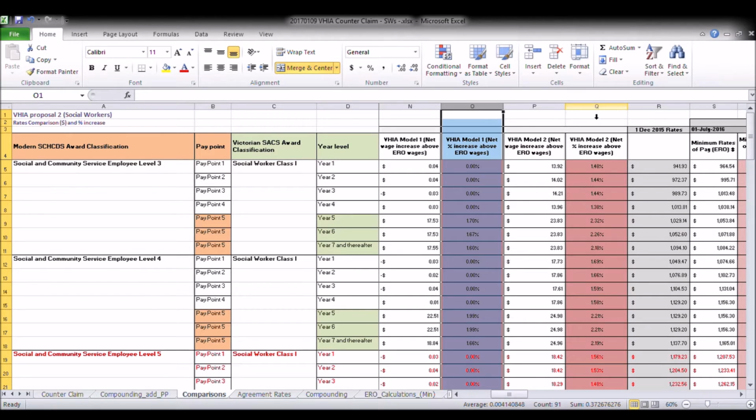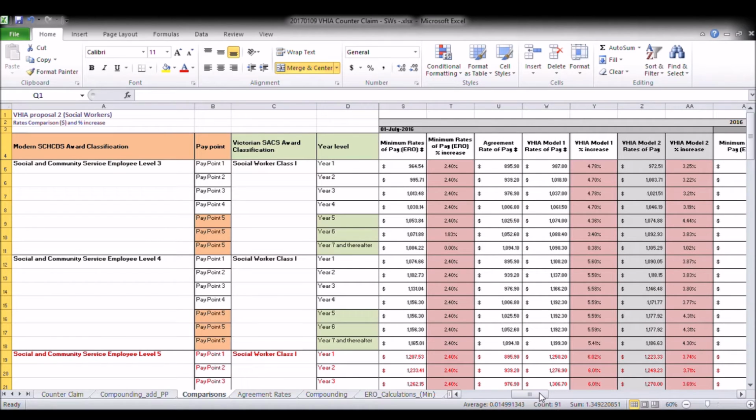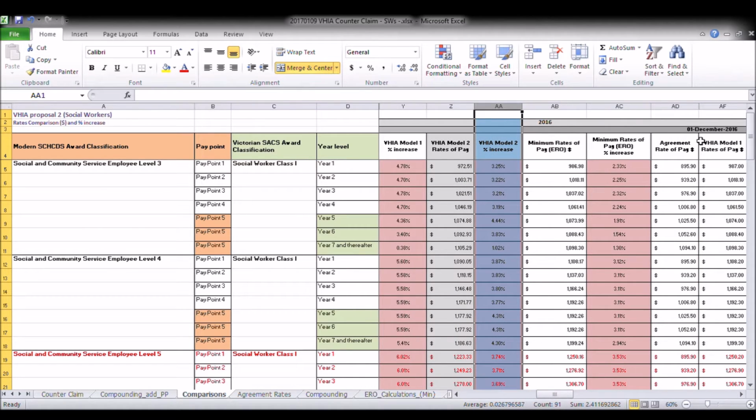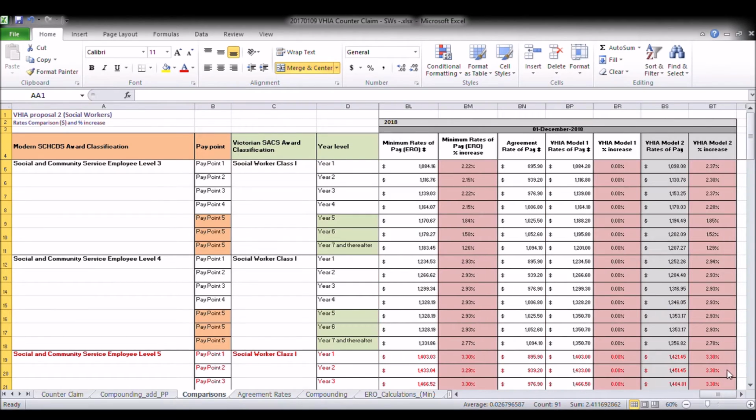In column Q, it then compares the VHIA model 2 compared to wage rates. This is the new proposal that we are asking community health centres to cost. Then, again, like the ASU proposal, the percentage increases have been split up in July and December 2016 onwards to December 2018.